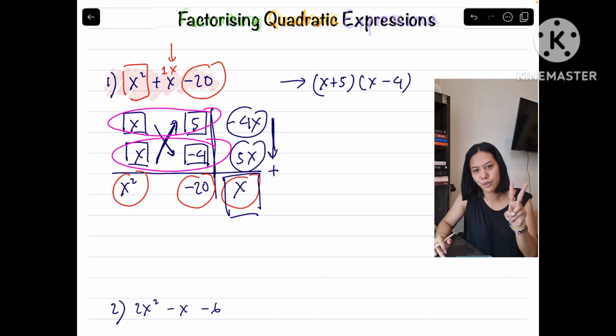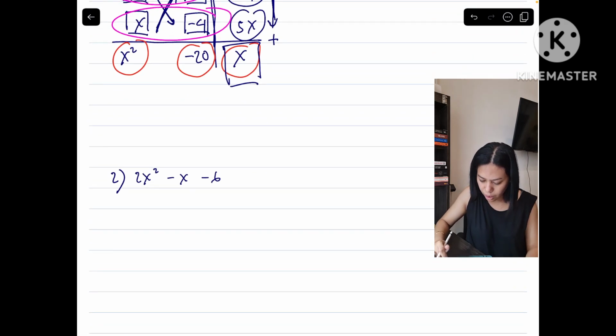Okay, we're going to do number 2 now. Number 2 is a little bit more complicated. Not that much more complicated, just a little bit. So let's have a look at number 2. I'm going to scroll up.